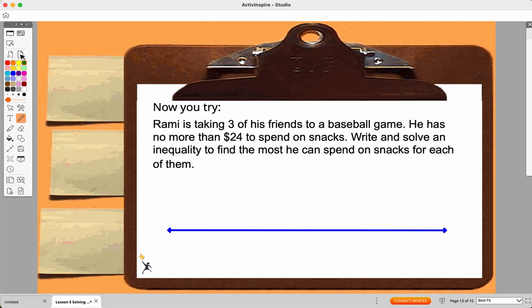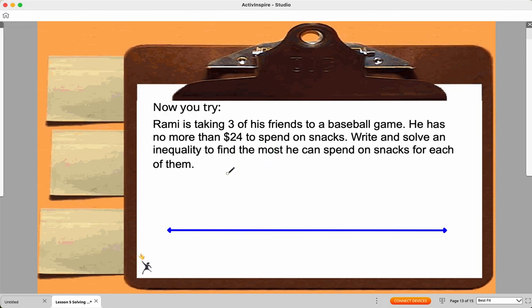All right, Rami is taking his 3 friends to a baseball game. He has no more than $24 to spend on snacks. Write and solve the inequality to find the most he can spend on snacks for each of them. So there's actually 2 answers I'll accept on this one. So let's get started. So x equals the cost of the snacks.